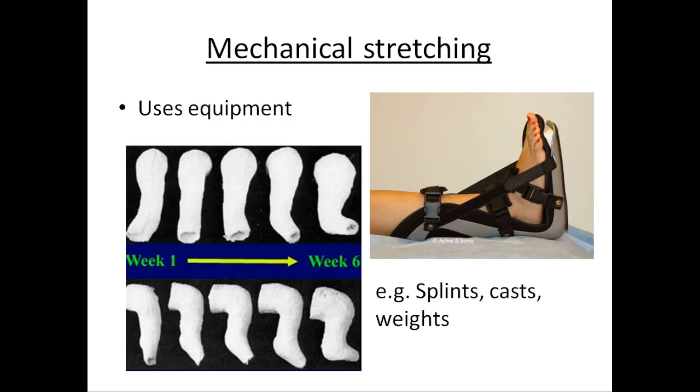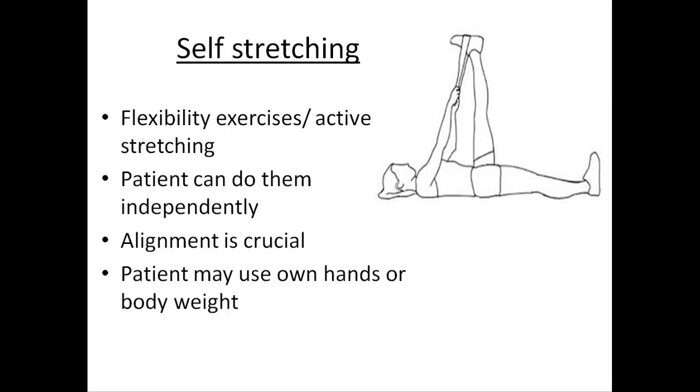So we've got mechanical stretching. Here you can see in babies born with club feet, talipes as well, what happens is a series of splinting, because the bones are malleable and you can change that club foot into a functional foot position. Here we've got splinting and casting, and these are all manual types of stretching.